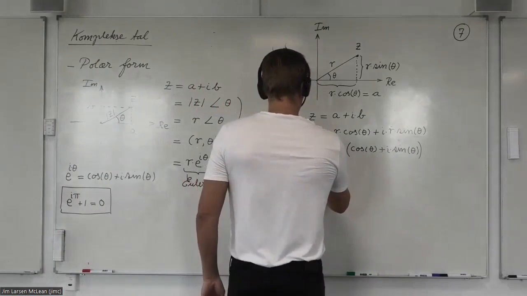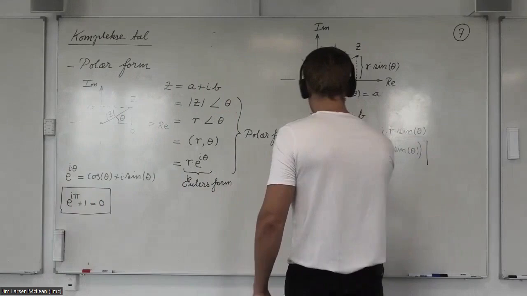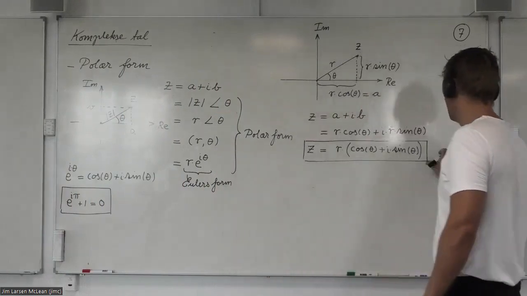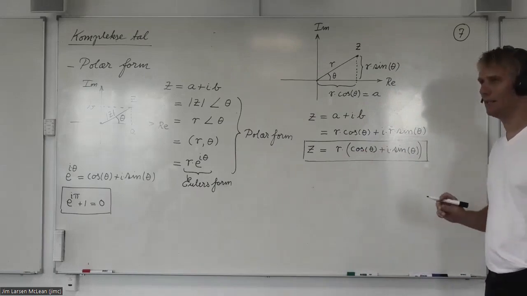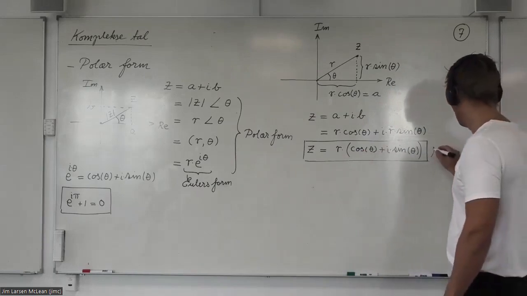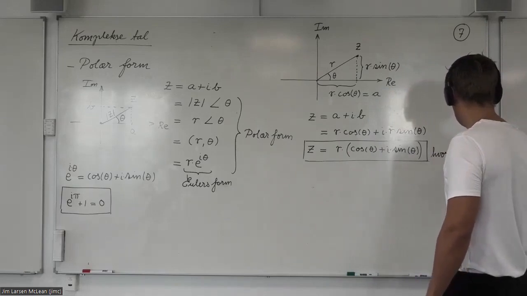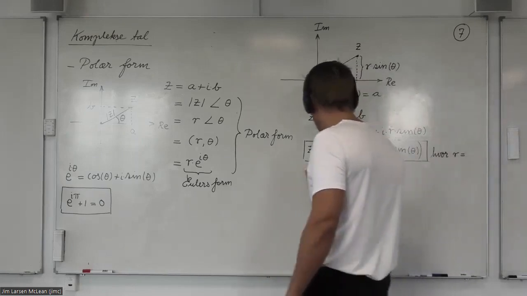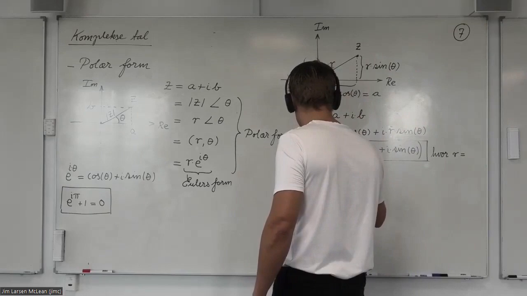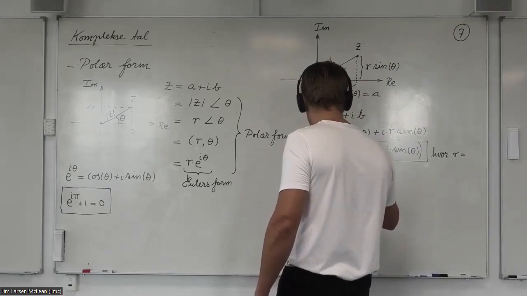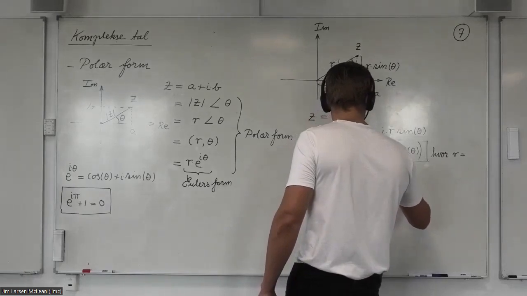And I better put a circle around that, right? Because it's an important result. This is how one can write a complex number, where r is the modulus and where theta is the argument of z.